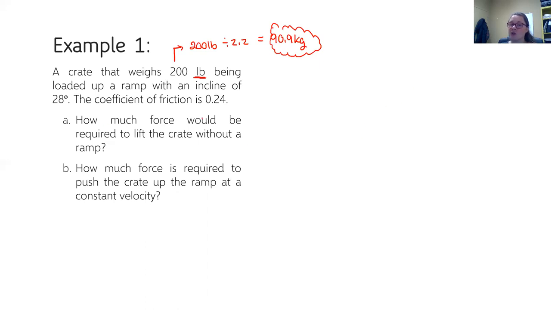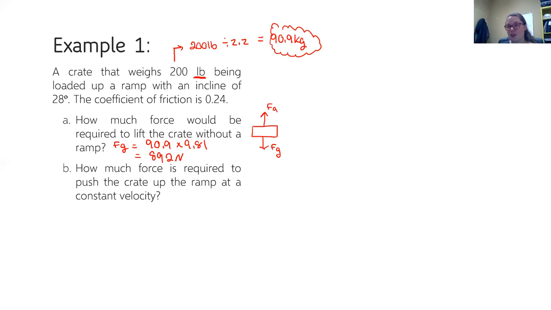Well, first of all, how much force would be needed to lift the crate without a ramp? So if I'm just lifting the crate without a ramp, I want to lift it up. How much force is it going to take to lift it? Well, I have to apply a force that's equal to or greater than the force of gravity. So I need to know, well, what is the force of gravity? So Fg is going to be equal to 90.9 times 9.81, which is equal to 892 newtons. So I would need to have at least 892 newtons.